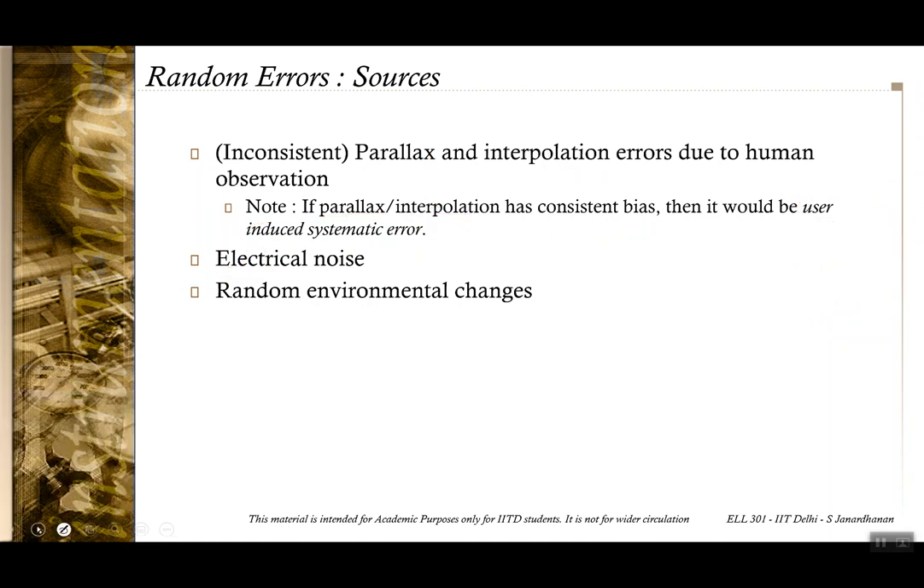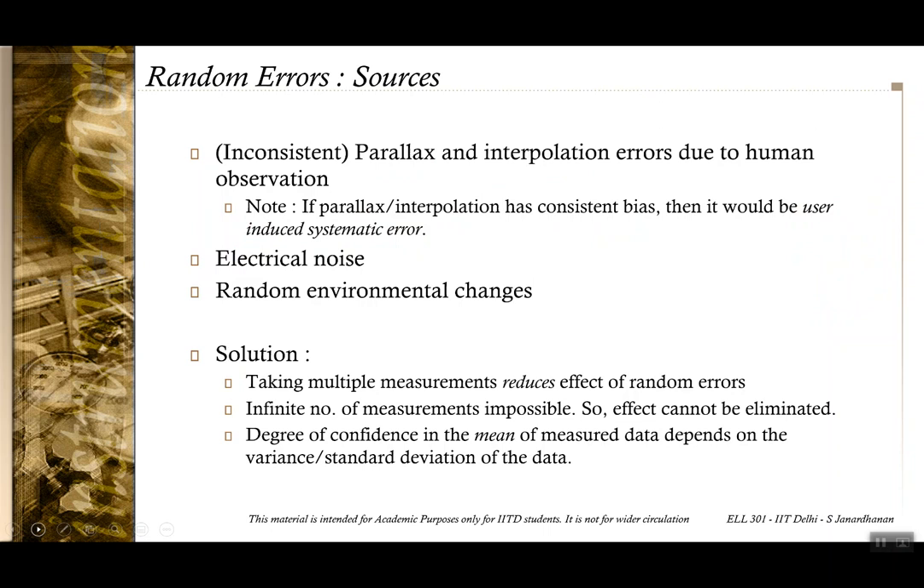And as I said earlier, the way to reduce the effect of random error is to take multiple measurements. Since an infinite number of measurements is not possible, the effect of random errors can never be completely eliminated. They can be minimized by getting a better estimate of the amount of random error.